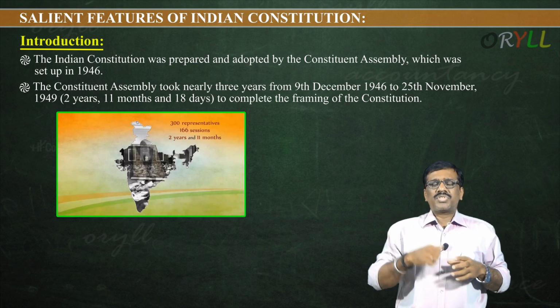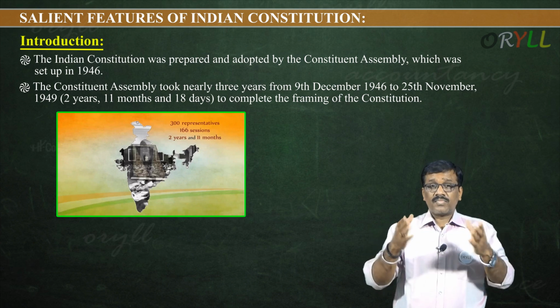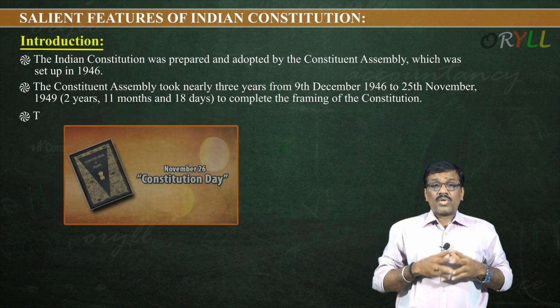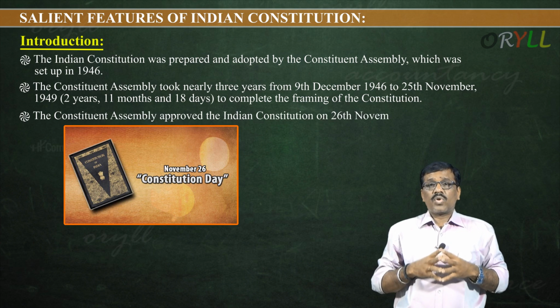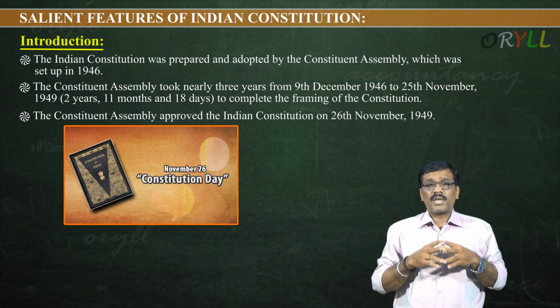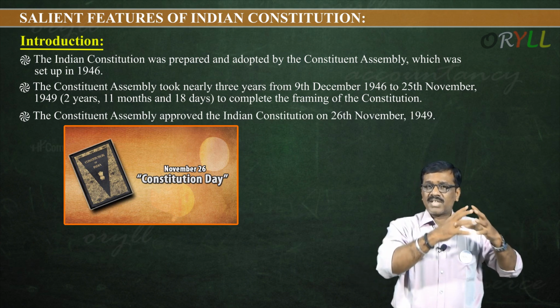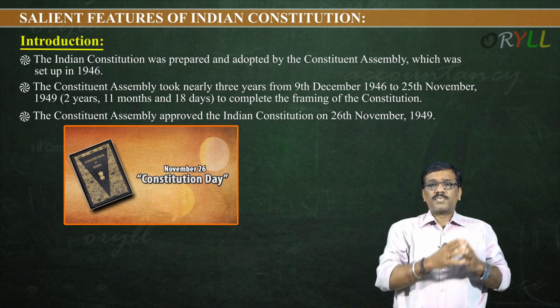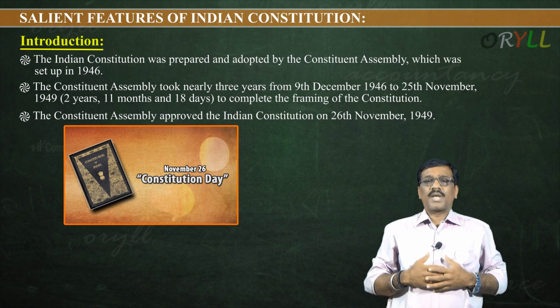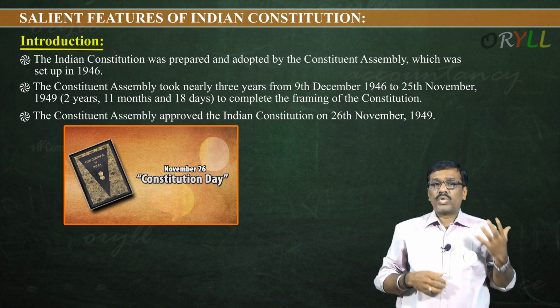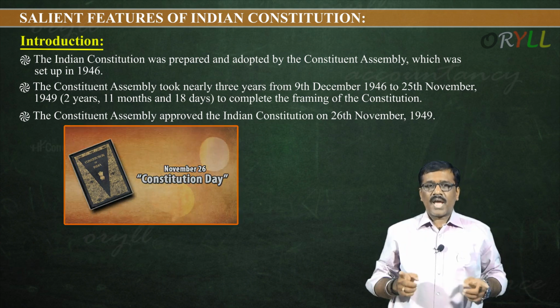So no other constitution in the world has taken this much time but for us. The Constituent Assembly approved the Indian Constitution on 26th November 1949. See, after all these deliberations and making the Constitution, which has taken almost 3 years, it was put for approval to the Constituent Assembly, and that was approved on 26th November 1949.